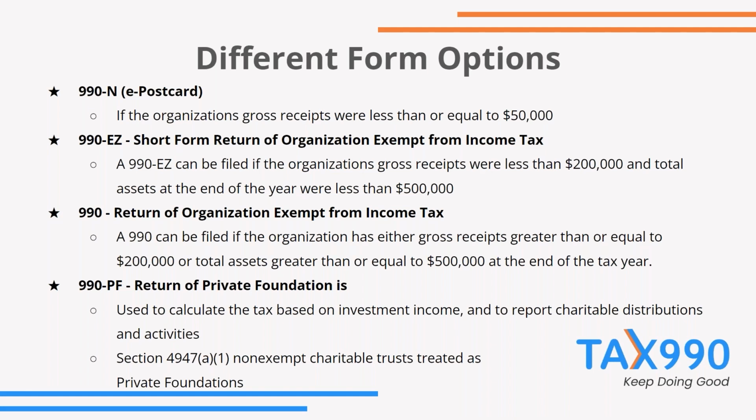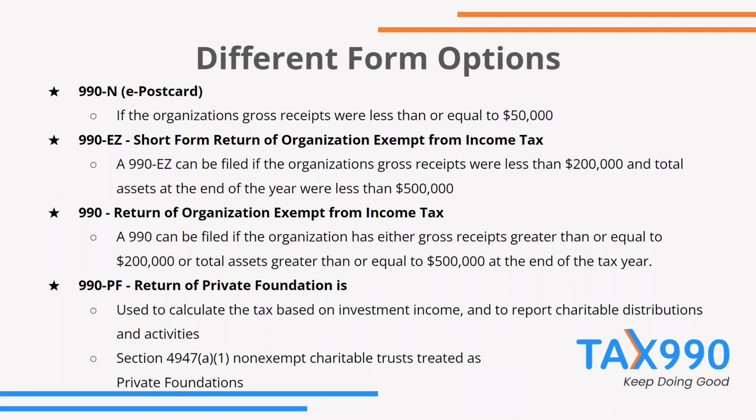The 990N is for organizations with gross receipts less than or equal to $50,000 at the end of the tax year. The 990EZ is the short form return for organizations exempt from income tax and can be filed if the organization's gross receipts were less than $200,000 and total assets at the end of the year were less than $500,000. The 990 form can be filed if the organization has either gross receipts greater than or equal to $200,000 or total assets greater than or equal to $500,000.